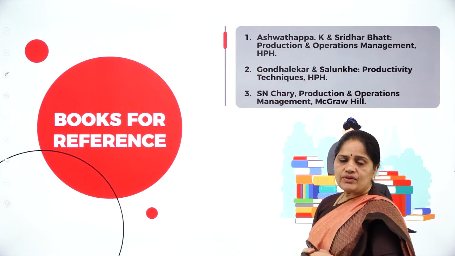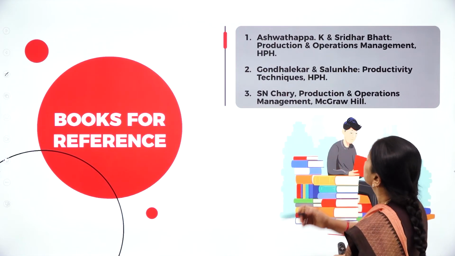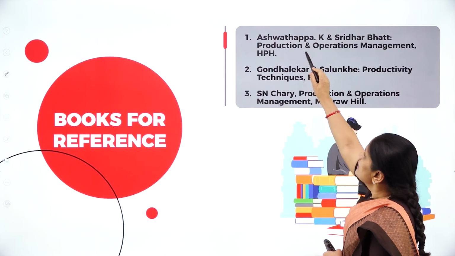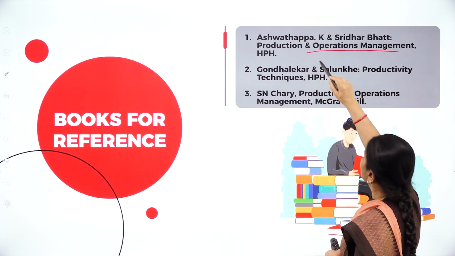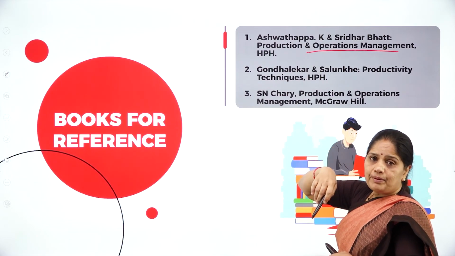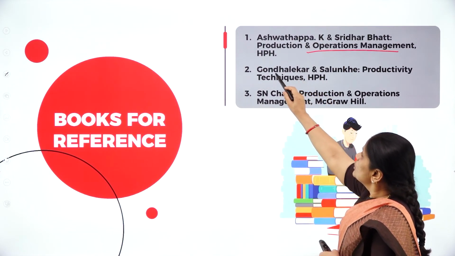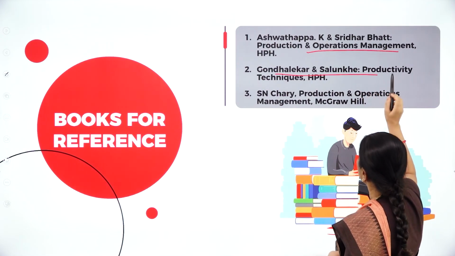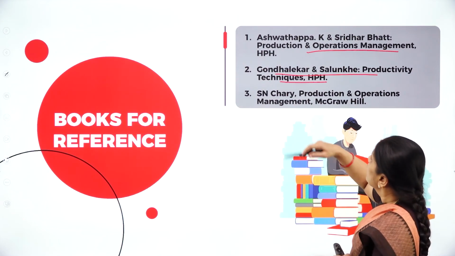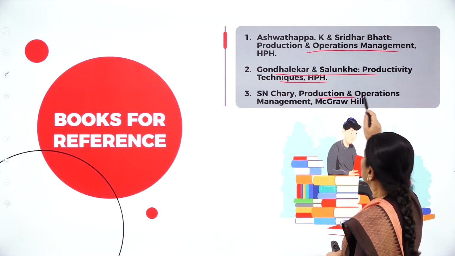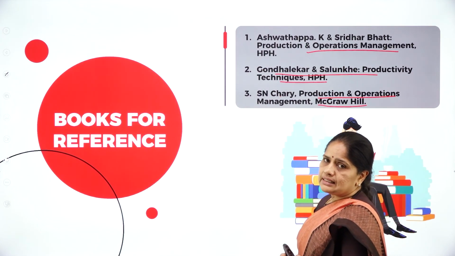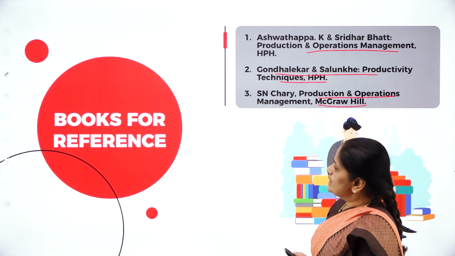Then next we have the books for reference. Here you can refer to Ashwatthappa K and Sridhar Bhatt. The title of the book is Production and Operations Management. It is a publication of Himalaya Publishing House. Then we have Gondolkar and Salunke, Productivity Techniques, again by Himalaya Publishing House. Then we have S.N. Chari, Production and Operation Management, McGraw-Hill. So these are the various books for reference.